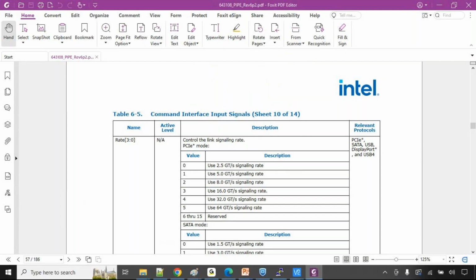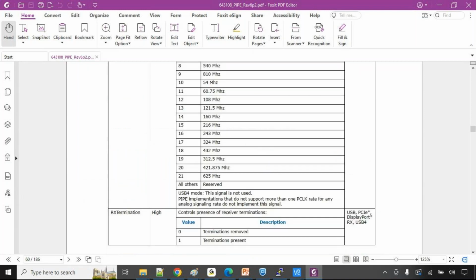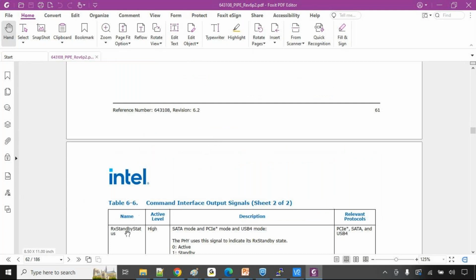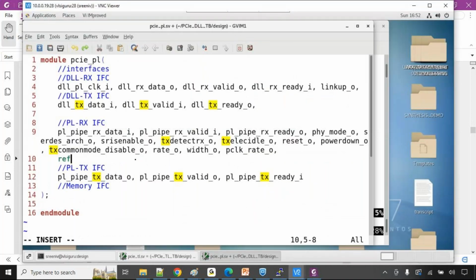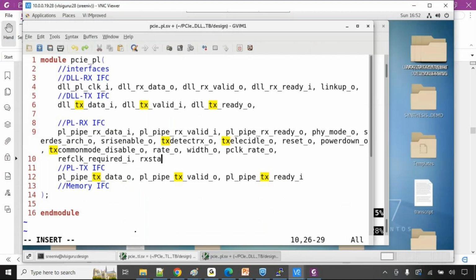Now if you go down, there are output signals also. Ref clock required is an input for me. RX standby status is an input to me. So these things can be declared. Ref clock required is an input. What else? RX standby status, it's an input.